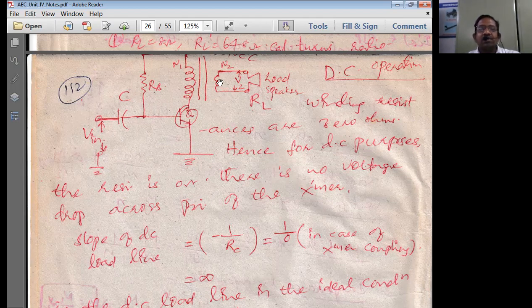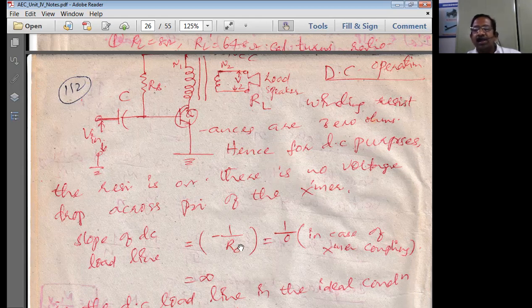What I'm looking into is what kind of load I have. If the load RC is replaced by a transformer, we simply call it a transformer coupled amplifier. That means the output is coupled to the transistor output by a transformer. If the transformer is pure, we consider winding resistances as 0 ohms. The internal resistance of a pure inductor is always 0. Hence, for DC purposes, resistance is taken as 0 ohms.